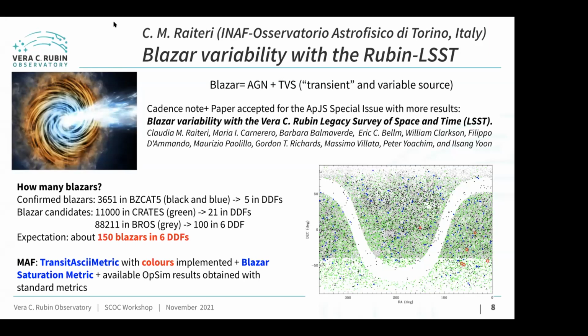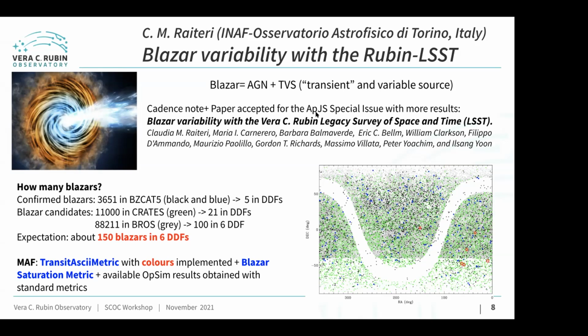Thank you, Angelica. I will present our results on the optimization of the Rubin LSST survey strategy from the point of view of blazar variability. Blazars are active galactic nuclei, but they are also transient and variable sources, so our science case should enter the field of interest of both the AGN and TVS science collaborations. The cadence note, which was submitted in April, has been turned into a paper for the special issue of the ApJ Supplement. I received the message that it is accepted for publication just today.